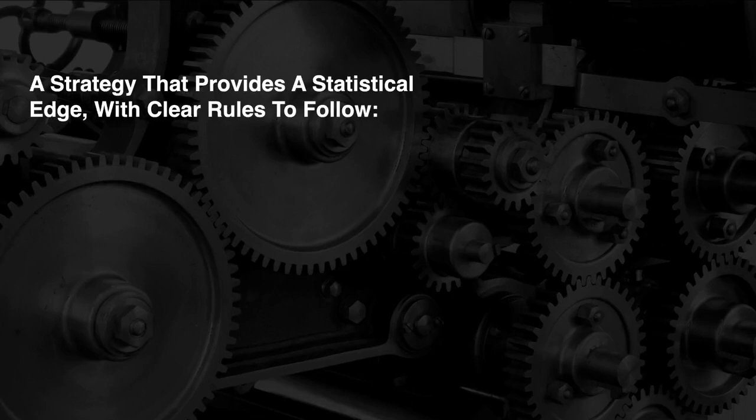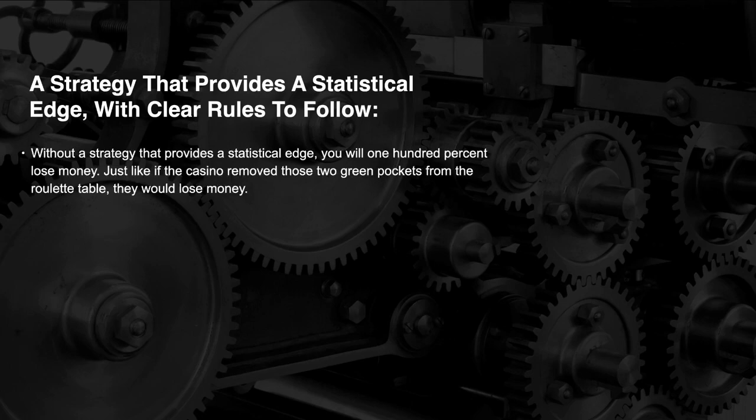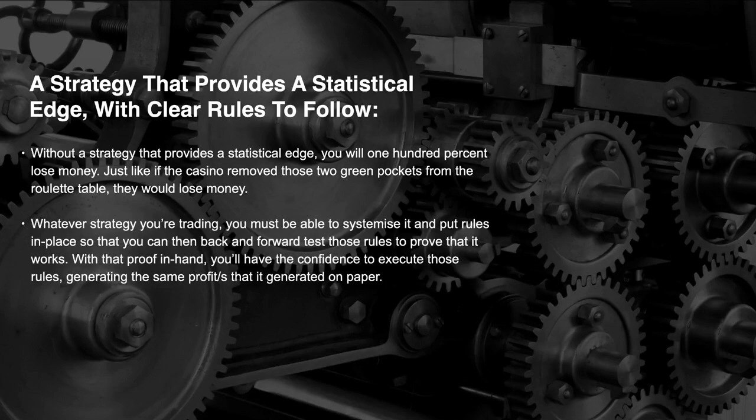So let's look at number one, a strategy that provides a statistical edge with clear mechanical rules to follow. Why is this important? Well, because without a strategy that provides a statistical edge, you will 100% lose money. That is a fact. Just like if the casino removed those two green pockets from the roulette wheel, they would lose money. As traders, we are no different. We need our green pockets, so to speak. Whatever strategy you're trading, you must be able to systemize it and put rules in place so that you can then back and forward test those rules to prove that the strategy works.